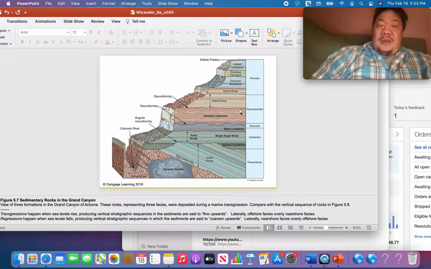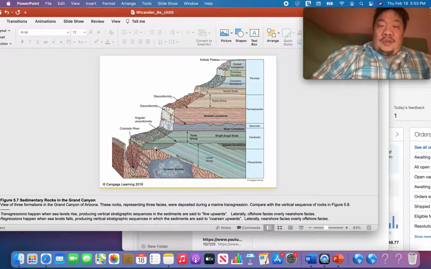The other thing you might notice is all of these sedimentary beds going from the Tapeats sandstone, Bright Angel shale, Muav limestone, the Redwall limestone, the Supai group, the Hermit shale, the Coconino sandstone, the Toroweap formation, and the Kaibab limestone. They're all horizontal, flat. But the sedimentary rocks underneath this angular unconformity are dipping to the east at about 40 degrees from horizontal.